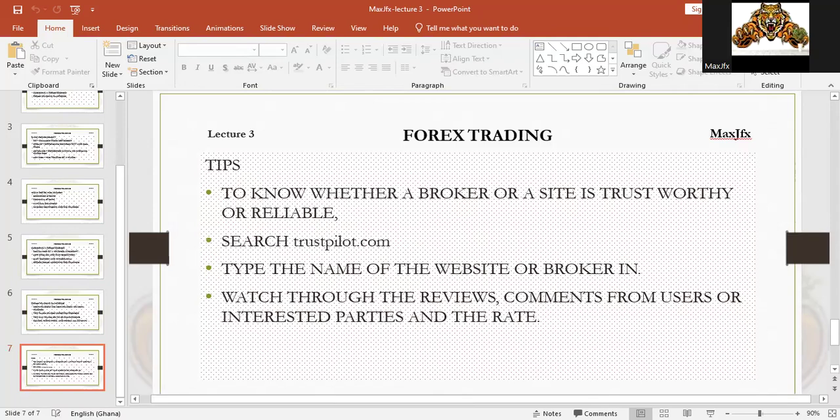If I want to know whether a broker like, let's say, XNES is reliable, I'll go to trustpilot.com. Then I'll sign in, or sign up if I haven't signed up yet. Then I'll search the name of the website, which is XNES. I'll type XNES in there, and it will come up. I'll watch the ratings, the reviews, the comments. If it is good for me, I think I can make a reasonable choice by choosing XNES as a reliable broker.